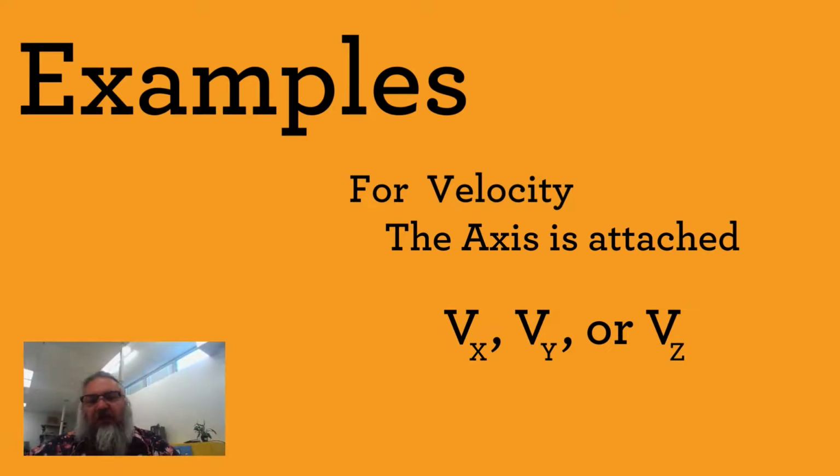So velocity, we have to attach the axis to that. And as you can see in my example, Vx, Vy, Vz is just telling me that there's a velocity in the X direction, a velocity in the Y direction, or a velocity in the Z direction. The difficulty is if I were to bring in some parts from part one, where we're talking about initial, final.